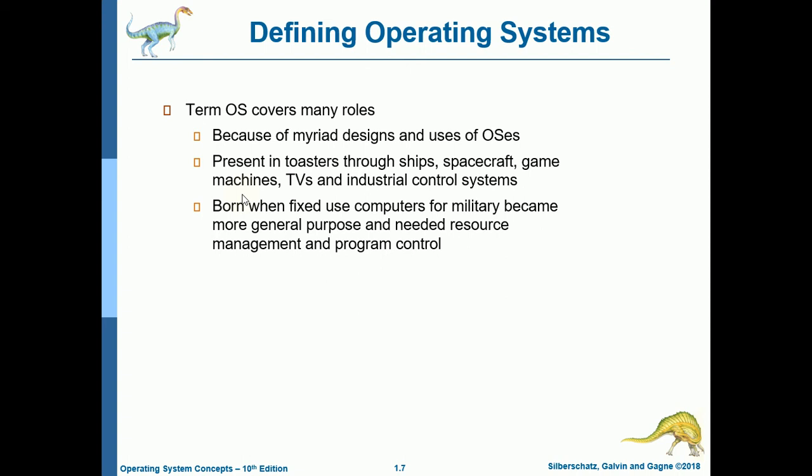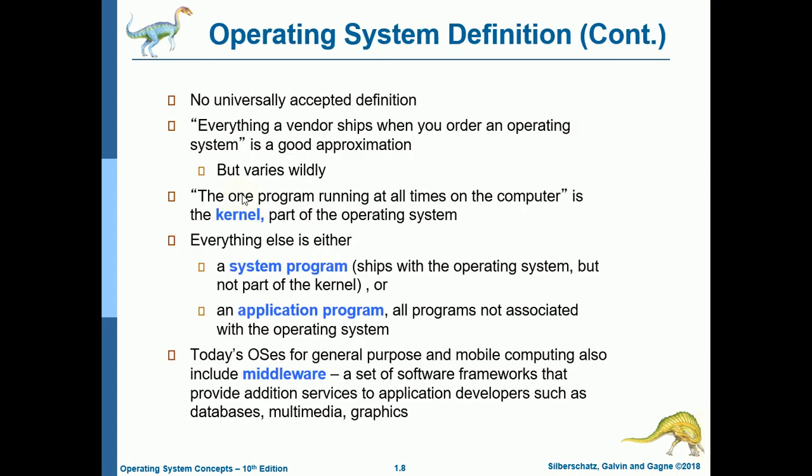So the OS was born when the fixed use of computers for military became more general purpose and needed resource management and program control. So what is an operating system? Actually, there is no universally accepted definition for the operating system. Quote unquote, everything a vendor ships when you order an operating system is a good approximation. But because operating systems have different features, it varies wildly.